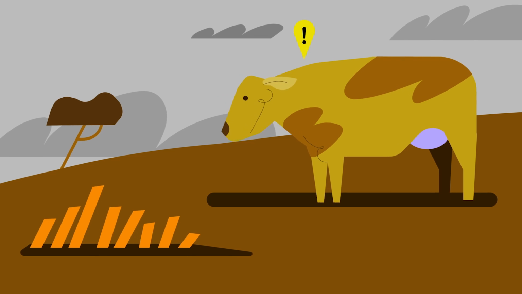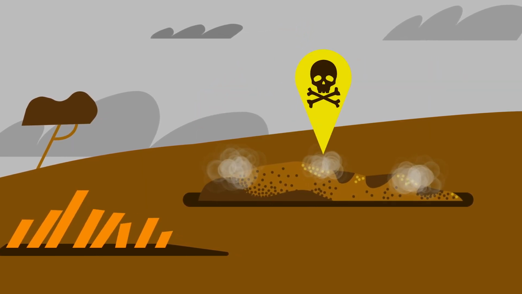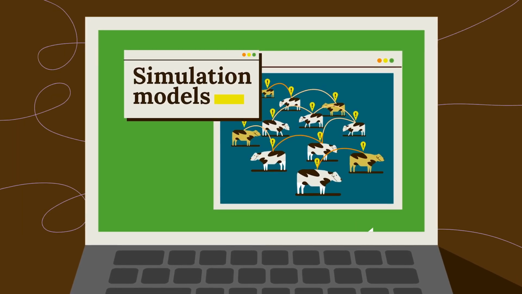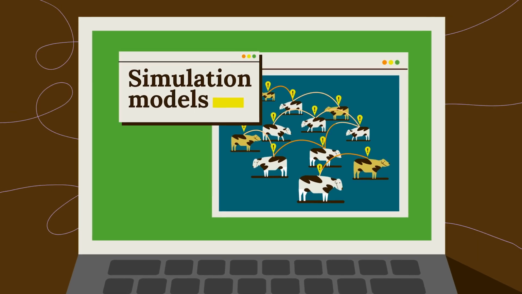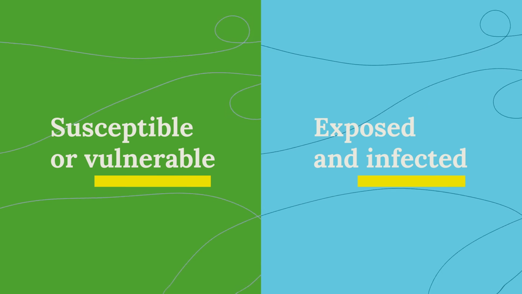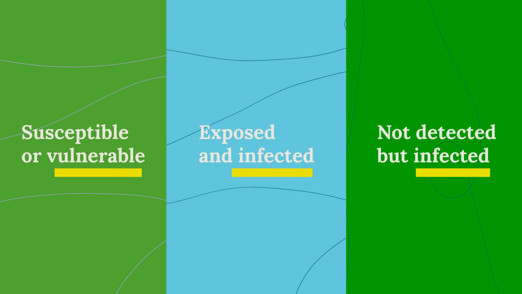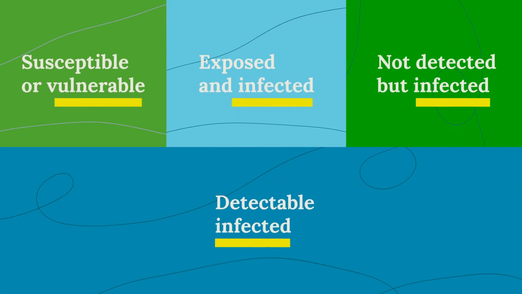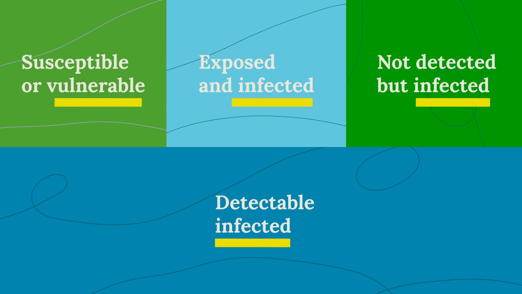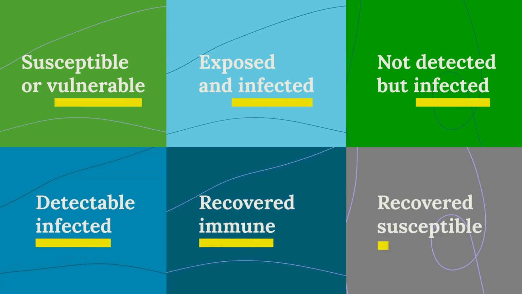Usually, an infectious animal disease progresses through several phases, from initial infection to recovery or death. Most simulation models categorize the phases of infection for individual animals and herds or flocks as susceptible or vulnerable, exposed and infected, also called effective exposure, not detectable but infected, also called the latent period, detectable infected, when the animal can be clinically or subclinically infected, that is, showing signs of disease or not, recovered immune, and recovered susceptible.